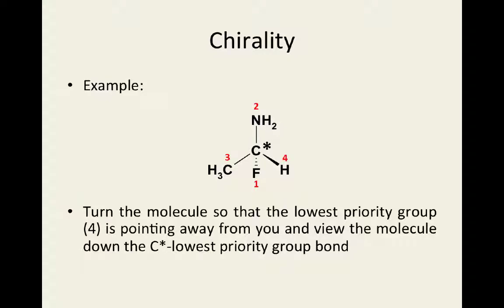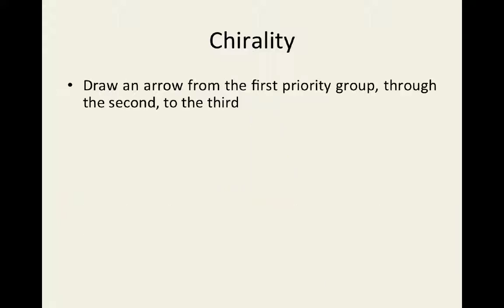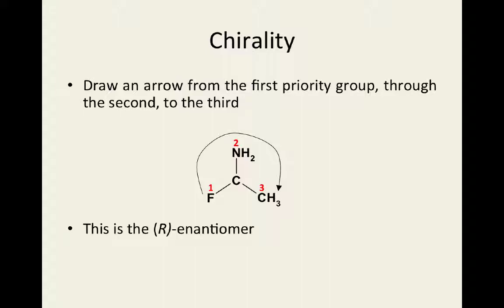Now the molecule needs to be rotated so that the lowest priority group, the hydrogen, is at the back. It might help if you would redraw the molecule at this stage, as other groups will also change position. The last step is to draw the arrow from the highest to lowest priority groups, ignoring number 4. In this case, the arrow is going clockwise, so it's the R enantiomer.